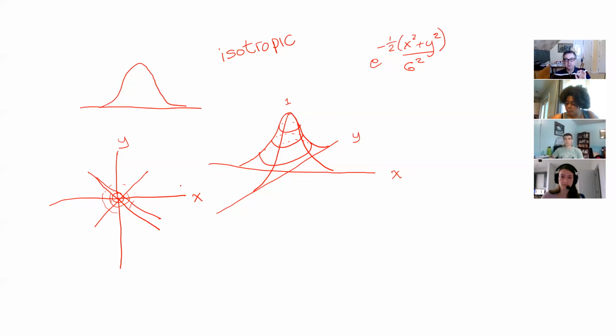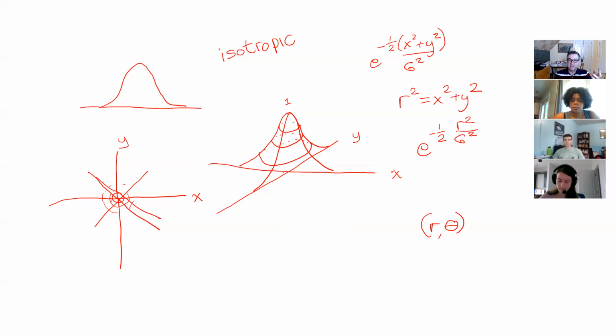Because of that, I can do the substitution r squared equals x squared plus y squared if I want to. If I write this in terms of polar coordinates, then it's that. It has no dependence on the angle part of the polar coordinates. A polar coordinate function would be in terms of r and theta, where theta is the angle, but this doesn't depend on the angle, which makes it isotropic. Does that help?